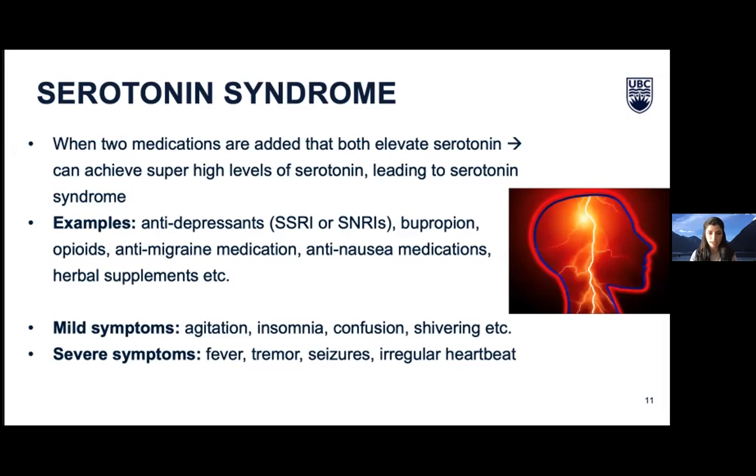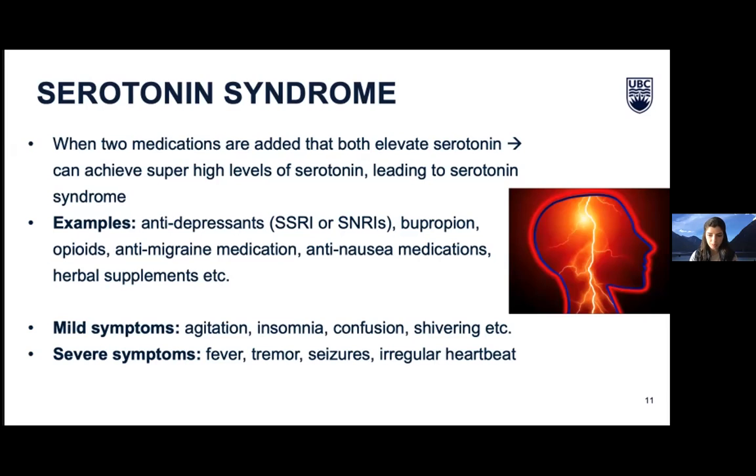So I've already mentioned selective serotonin reuptake inhibitors. There's also selective norepinephrine reuptake inhibitors, and there's a big long list of those, as well as bupropion, which can help people stop smoking. There's also anti-migraine medications, certain anti-nausea medications, such as ondansetron or Zofran, as well as certain herbal supplements and opioids as well.